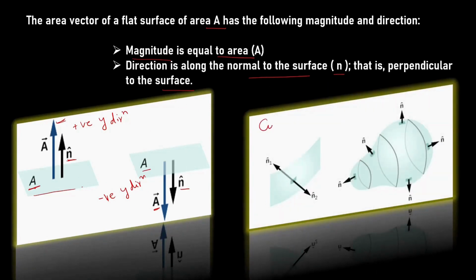Now for the more complex situation of curved surfaces. This figure is for the curved surfaces. Suppose this is a small area element. At the outer side of this surface, n2 cap is the normal vector, and on its backward side, the normal vector is represented by n1 cap. Similarly, for this complex figure, again the entire area has been divided into small area elements, and each area element is represented by a normal vector which is pointing in an outward direction.